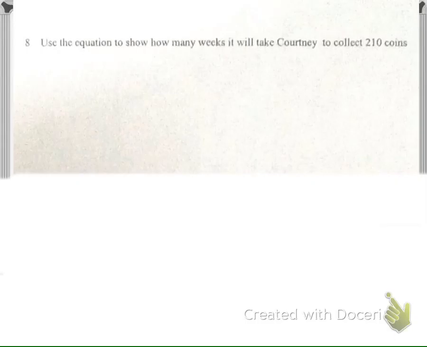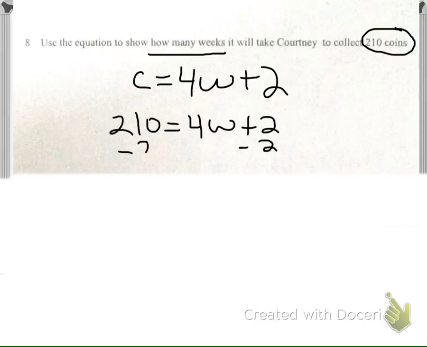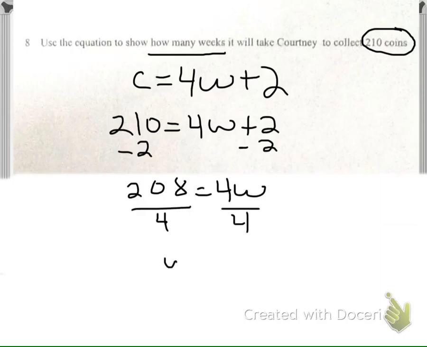Okay, number 8. Use the equation to show how many weeks it will take her to collect 210 coins. It's asking for weeks, giving me coins. So in my equation, I'm going to substitute 210 in for the coins, the C. So 210 equals 4W plus 2. I'm going to subtract 2 on both sides. I end up with 208 equals 4W. Divide by 4 on both sides. And I have W equals 52 weeks. So it would take her 52 weeks to get 210 coins.